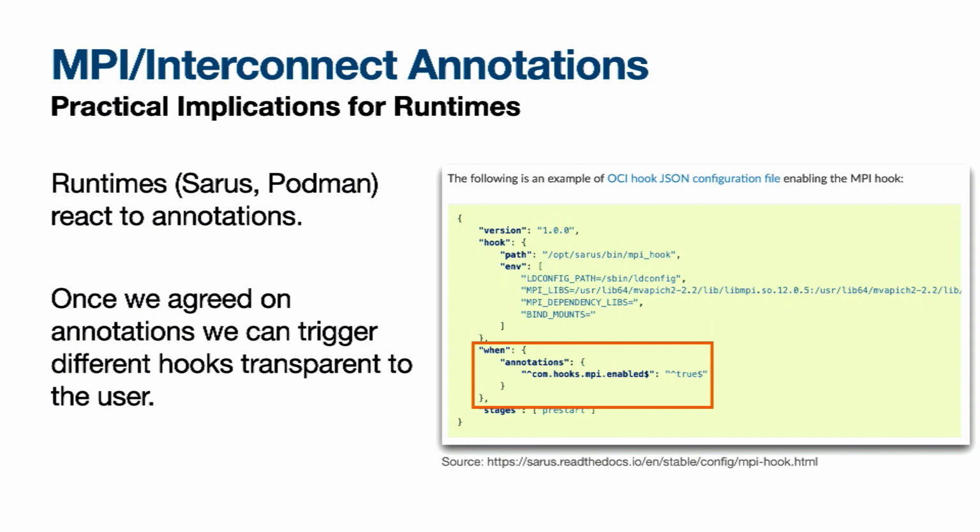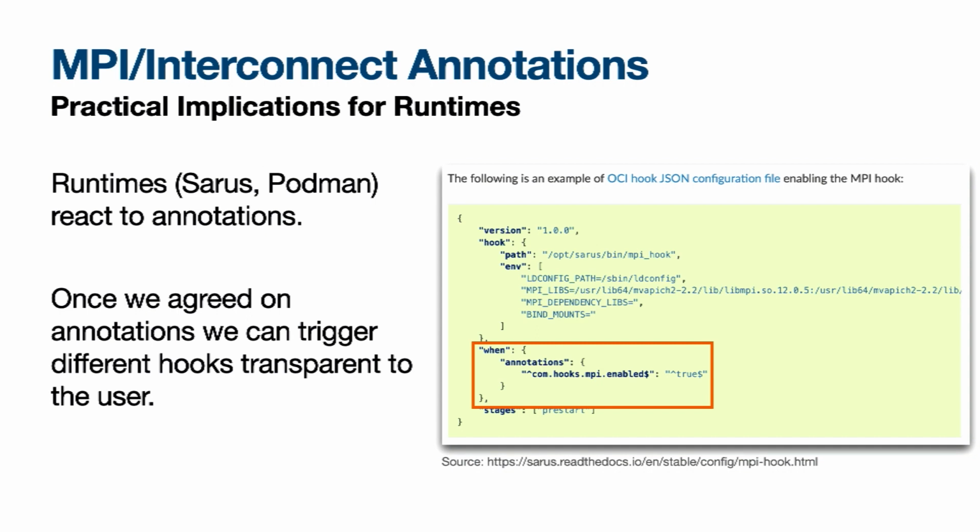Runtimes like Sarus and Podman actually react to annotations. If you do sarus run --mpi, it will just add this annotation that you see here to the container and then trigger this hook. And this hook will, as I said before, replace the MPI libs and mount the MPI libs into the container. It will also use ldconfig to inspect the binary that is supposed to run and figure out where to mount it inside of the container. So there's a lot of stuff going on, but it's eventually triggered by this annotation.